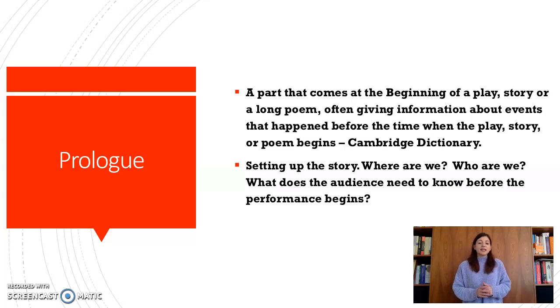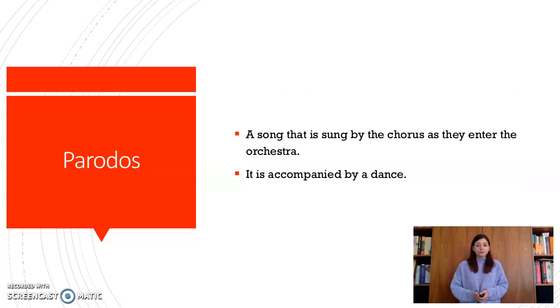So when we start making our story, we have to think about where are we, who are we, what does the audience need to know before the performance begins. For instance, if we're in the future or if we're in the past, we have to let the audience know that that's where we're setting our story, so that when we start, the audience already understands what's going on and what's happening.